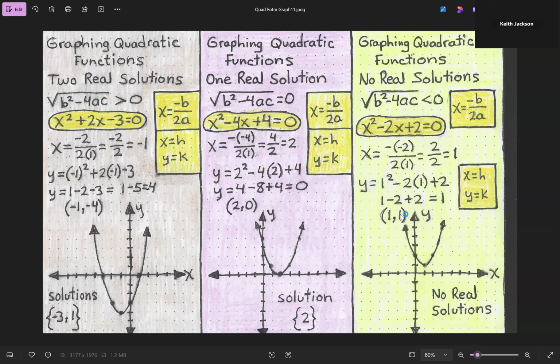All right, and so our ordered pair right here, or I should say where our axis of symmetry is going to be located, is at 1, 1. And as you can see right here, it does not intersect the x-axis, right? It doesn't crisscross the x-axis, and so we don't have any real solutions here.